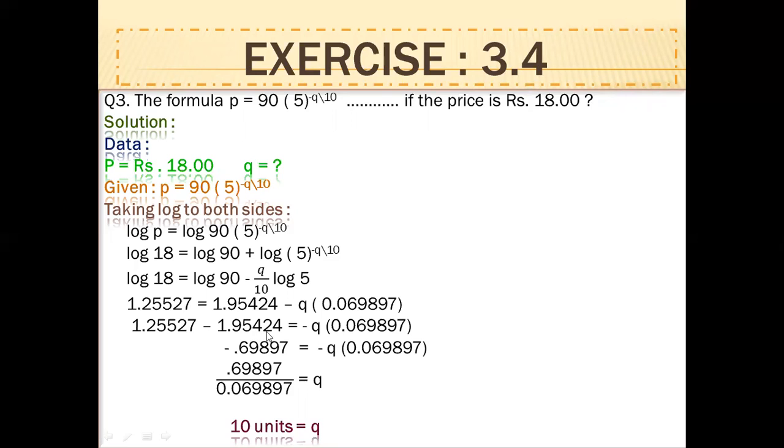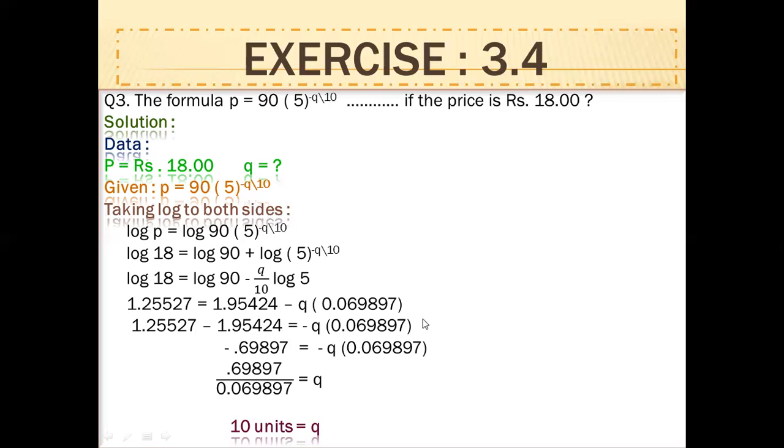1.95424 is here. We shift to the other side and minus q, and the value of log 5 will be left here. After the simplification, because we are calculating the value of q, that's why we shift the coefficient of q to the other side and we divide it. The number 0.69897 will be divided by 0.069897. The answer is 10 units.